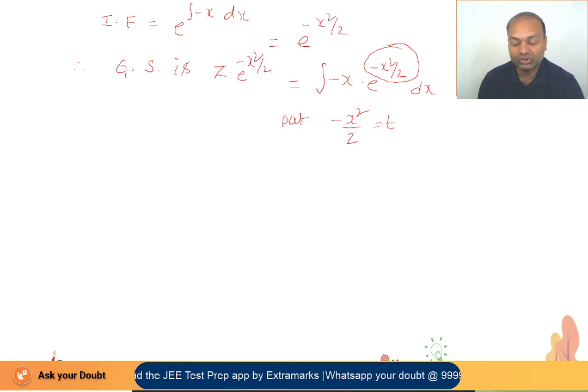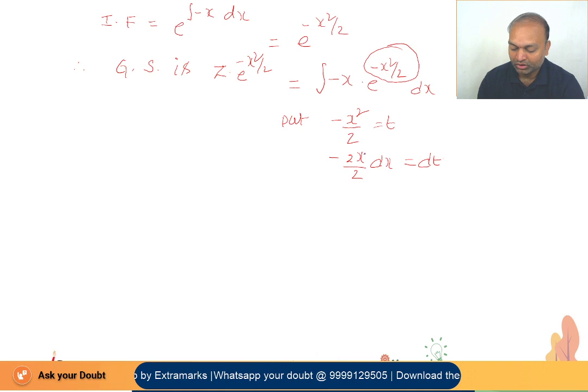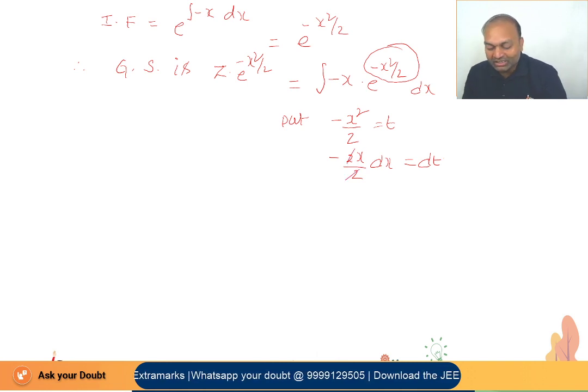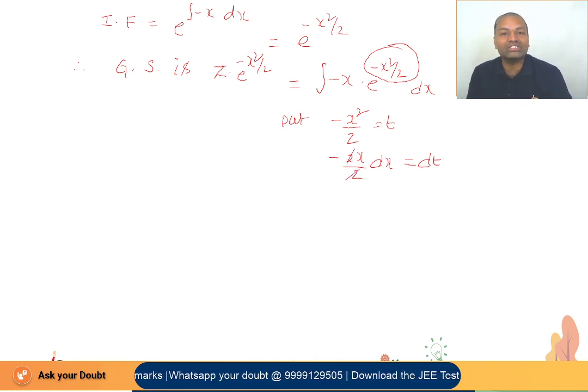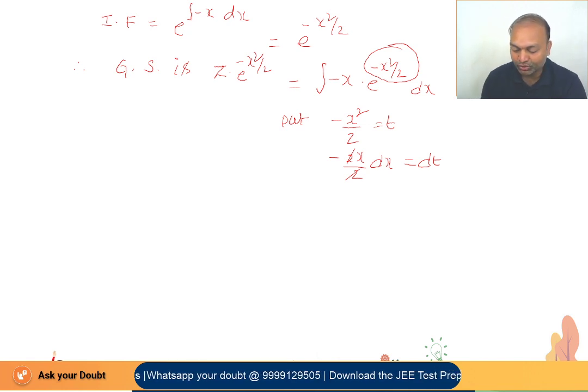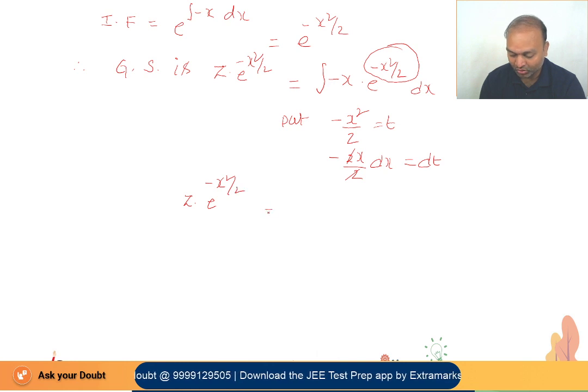Now differentiate this one. Minus x square by 2 derivative is minus x, that is equal to what? dt. Minus x dx, the answer is dt only. Now substitute here. So z into e power minus x square by 2 is equal to integral, minus x dx, the answer is dt.